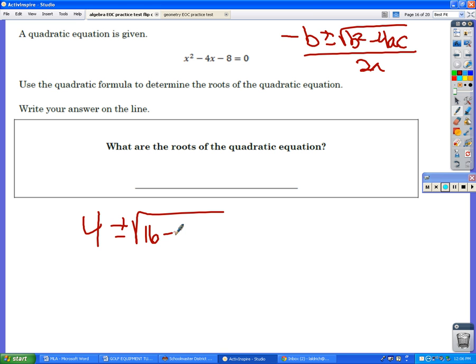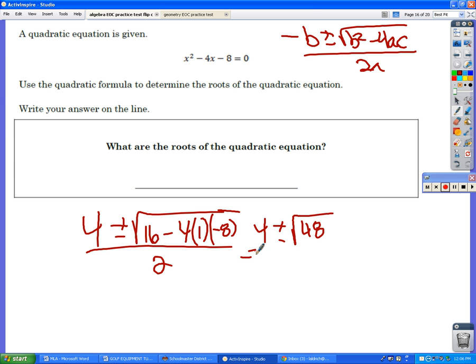Minus 4 times a, which is 1, and c, which is negative 8. And that's all divided by 2 times a, which is 2. Okay? I wrote this. Now we do what's underneath the square root first. So negative 4 times 1 times negative 8 is positive 32. Positive 32 plus 16 is positive 48 over 2. Okay?